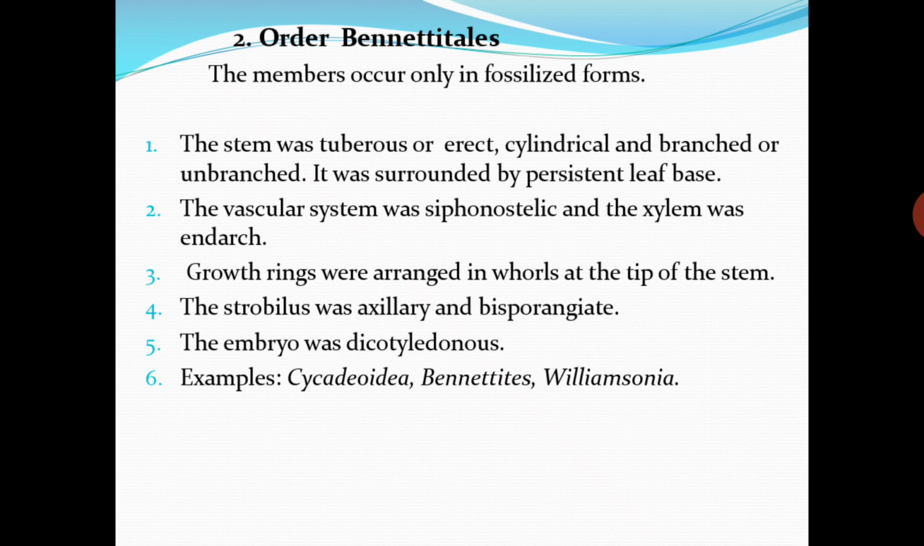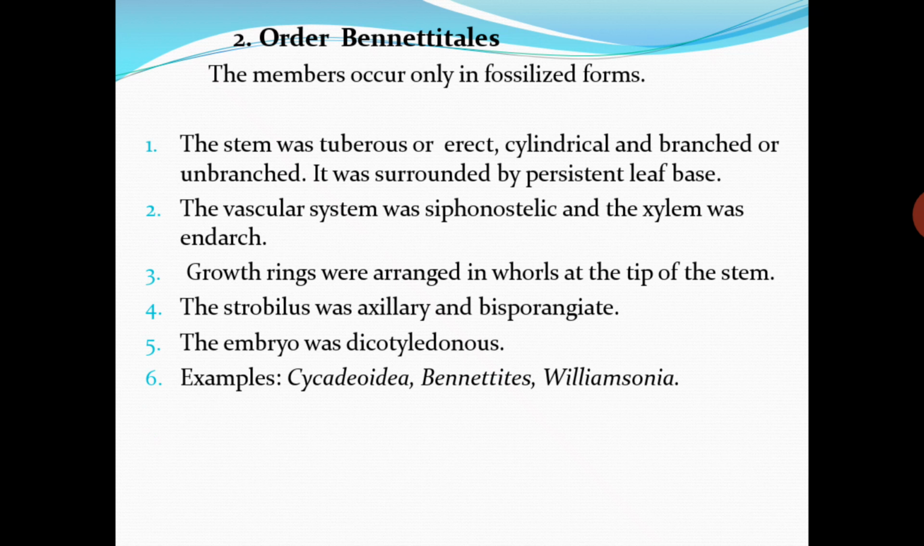So next order is Pinnatisales. The members occur only in fossilized form. These are also extinct forms. The stem was tuberous or erect here. Stem is erect, cylindrical, and it is branched. But in the first order it is unbranched, but here it is branched or unbranched. It was surrounded by persistent leaf bases. So the stem is surrounded by leaf bases.